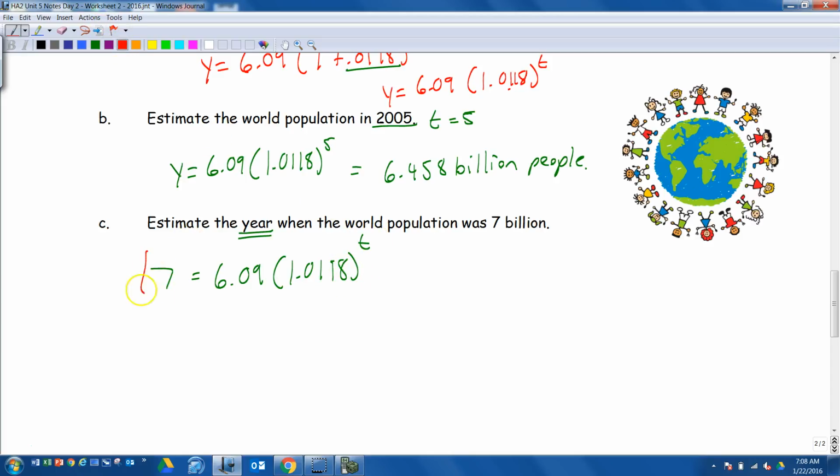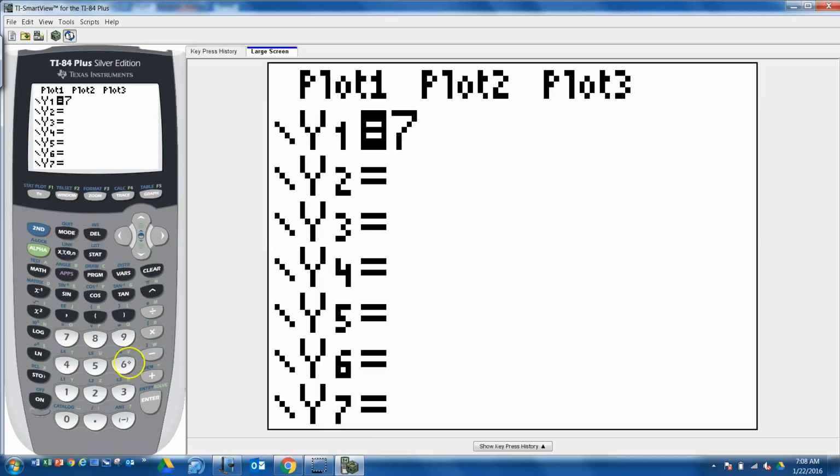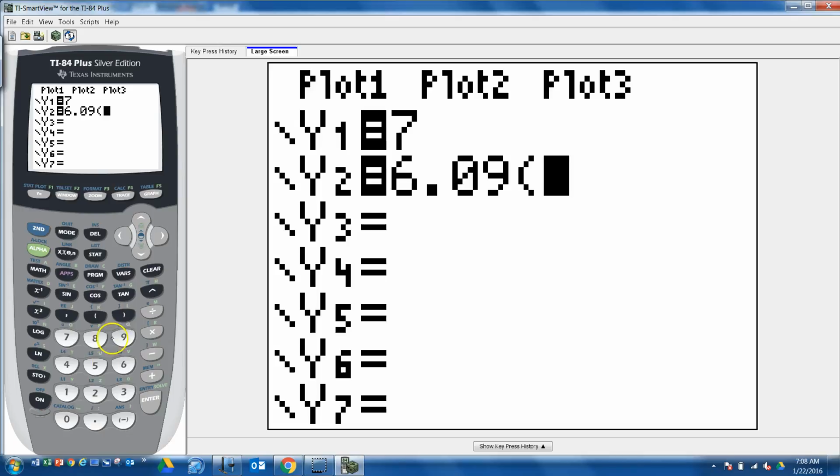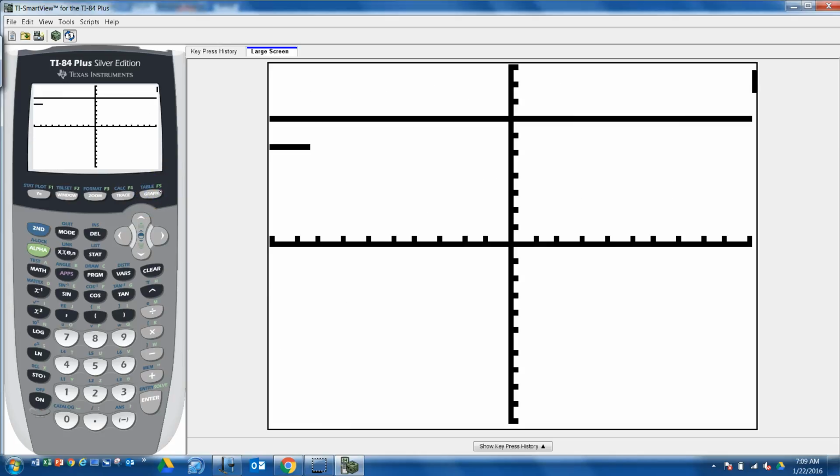Again, we have to use our calculator. This is going to go in y1. This is going to go in y2. So if I plug that in, I'll show you this one. 7 and 6.09 times 1.0118 to the x. You graph that. There's that growth. Looks like I might not be in the correct screen.